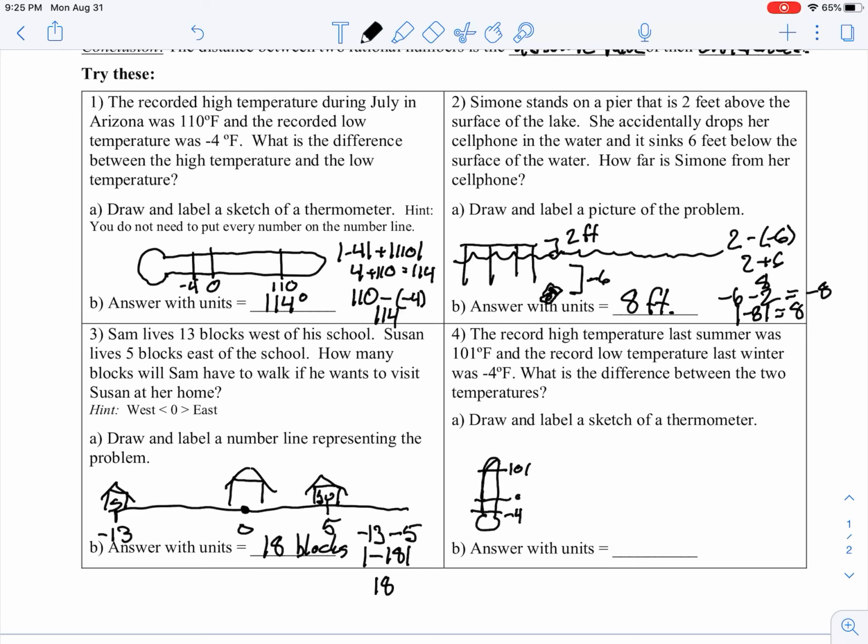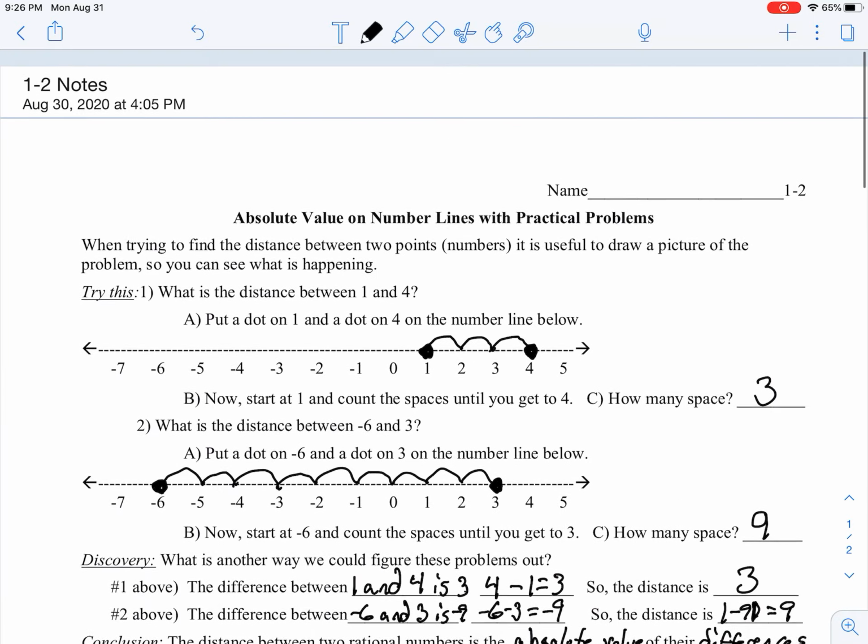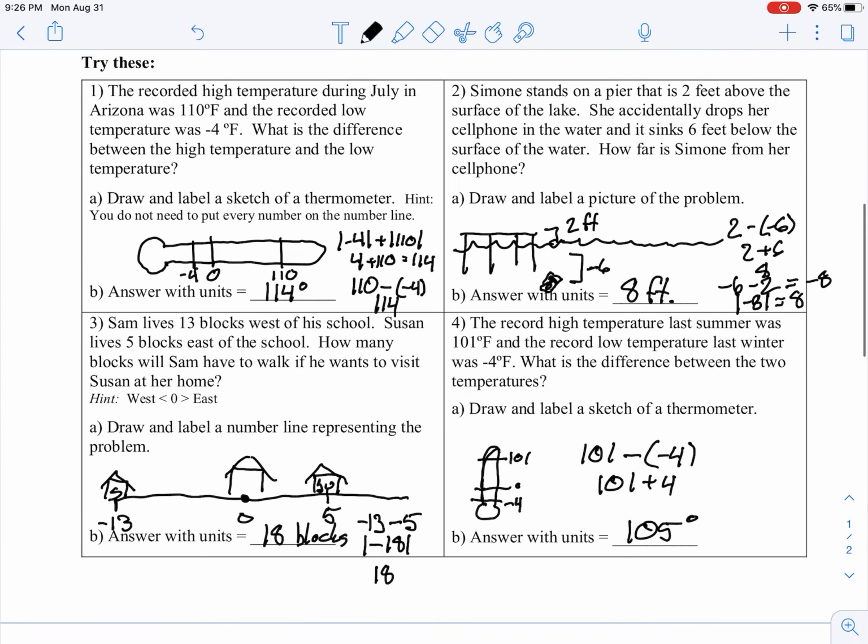Well, difference, we're just going to be subtracting, right? So we can take our 101 minus that -4. So when we're subtracting negatives, that is going to be addition plus 4. So we know that this is 105 degrees of difference between these temperatures on our thermometer. All right, so that is just our little bit of notes for today and our example problems to go through.